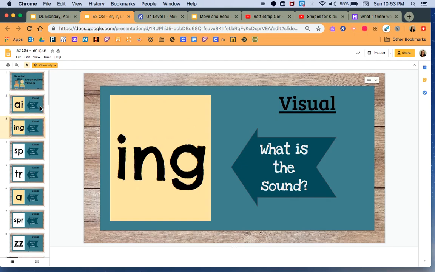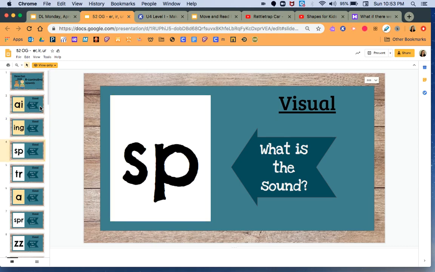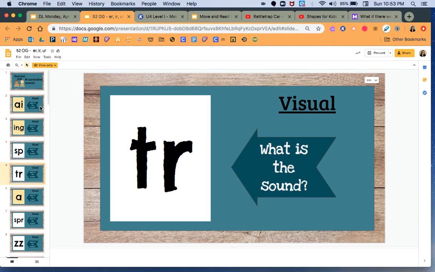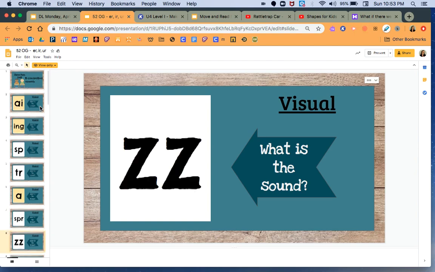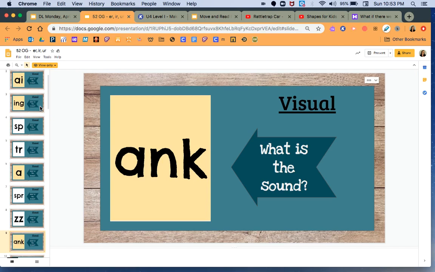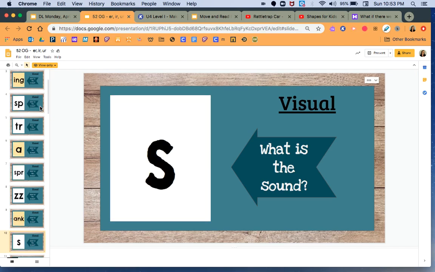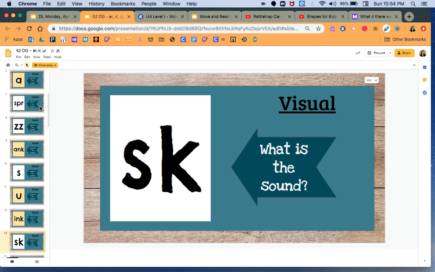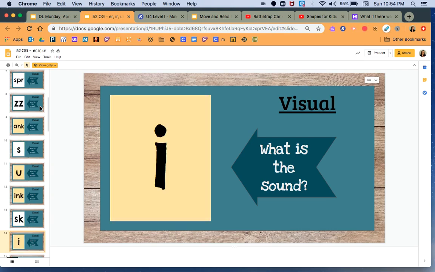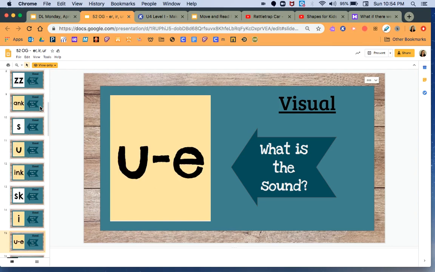I-N-G says ing. S-P says sp. T-R says ter. A says a. A can also say at the beginning of a word. SPR says spur. ZZ says z. ANK says ank. S says s. U says INK says ink. SK says sk. I says I. U magic E says you.